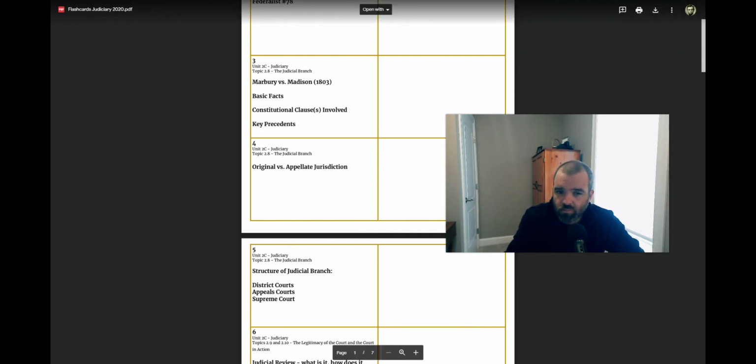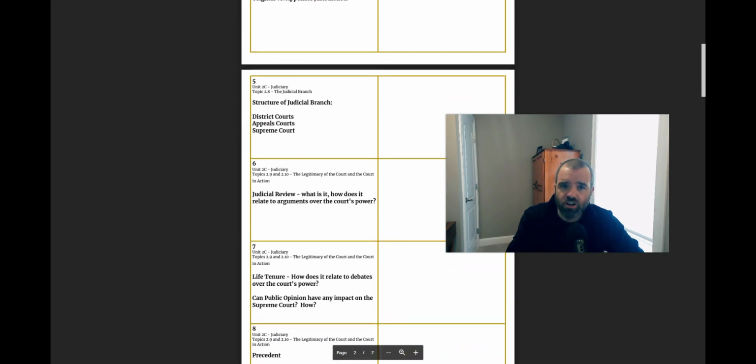Again, most of what the court does is they hear appeals through their appellate jurisdiction. So cases that have gone before lower courts, or cases that might come through state court systems, can be appealed to the Supreme Court. And so, speaking of lower courts, flashcard number 5, the structure of the court system.